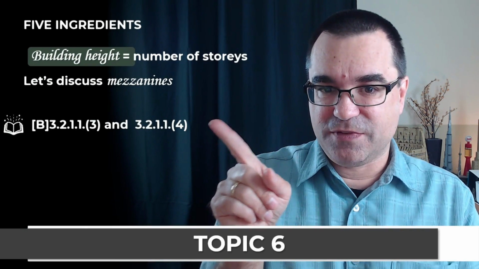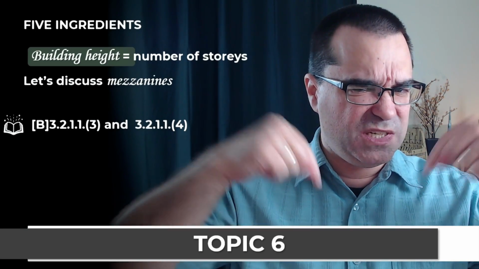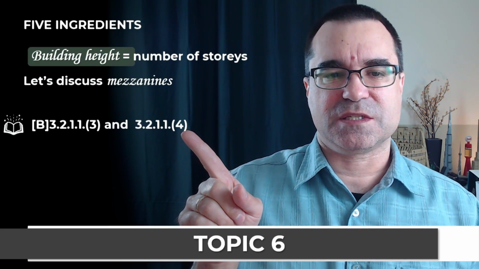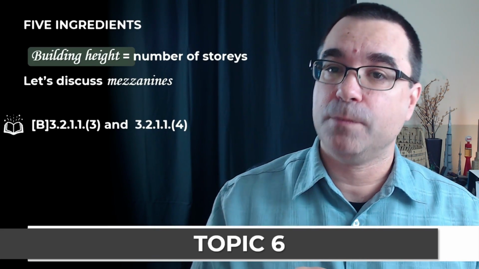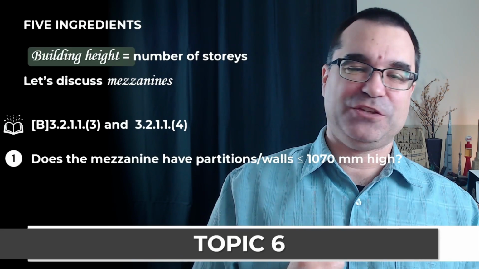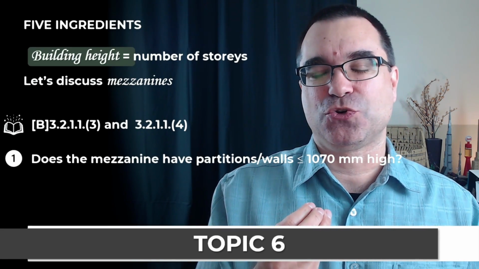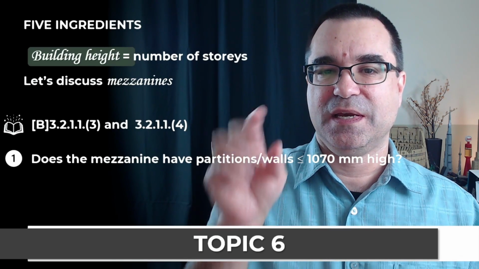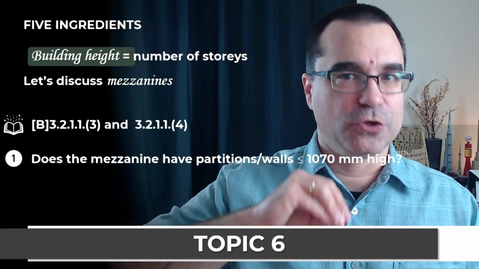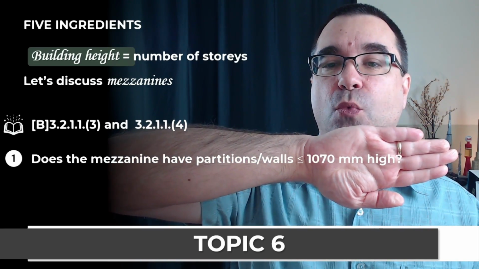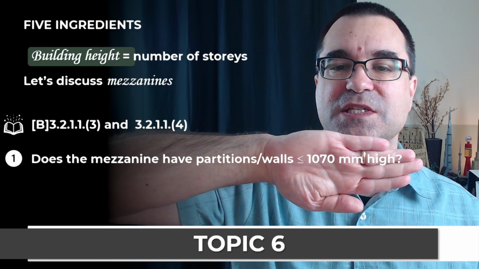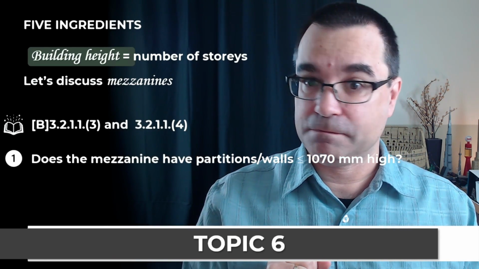The sentences specifically that we're going to be using in this course for the purposes of our topics are these 2 sentences. So sentence 3.2.1.13 and 14 under Division B of the Ontario Building Code. And to figure out whether or not a mezzanine is a story according to these 2 sentences is a 3-step process. Step number 1. Does the mezzanine under consideration have partitions or walls that are no more, so less than or equal to, 1,070 millimeters in height? That's the question.